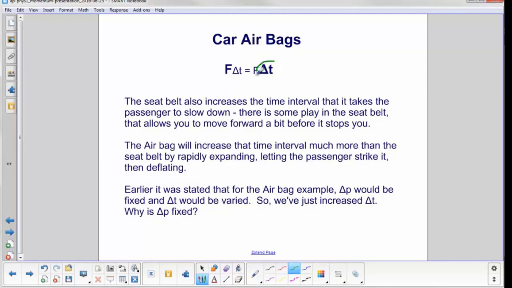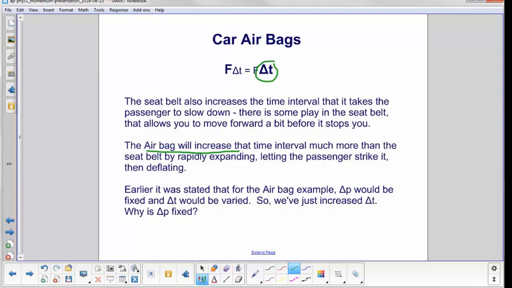The time interval delta t. The seatbelt increases the time interval that it takes the passenger to slow down. You don't go flying forward and hit the glass. The seatbelt has a little play, so you move a little bit, but then it slows you down when it tightens up. The biggest effect here is the airbag. That increases that time interval. It rapidly expands, providing a cushion that you strike. Then it deflates, slowly compared to how fast the car has stopped, bringing you to a stop.